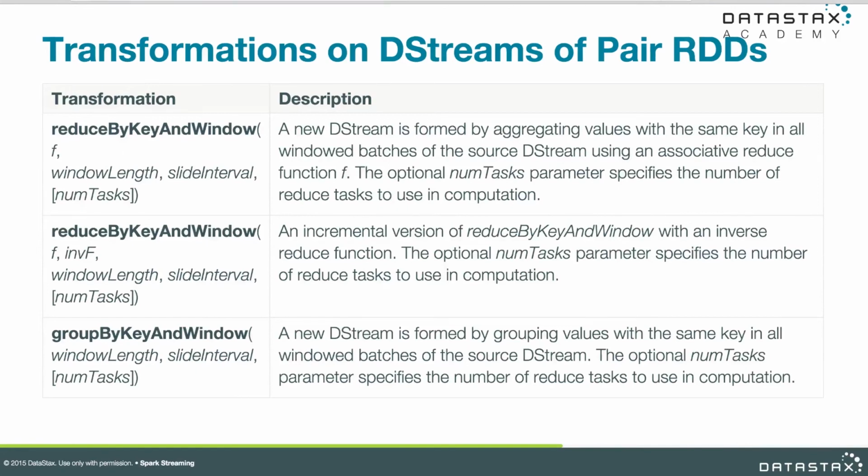reduceByKeyAndWindow also has the flavor where I pass it a reducing function and an inverse reducing function for the moving average case. And of course, I have a groupByKeyAndWindow method that's going to look for common keys in the RDDs across the windowed batch in the input DStream according to our window length and slide interval. In the resulting output RDD, all of the values of common keys will be collected together in the value of that pair RDD. So it works just like you'd expect a group by to work. Find all the things that have the same key and make a collection of those values in the output DStream.